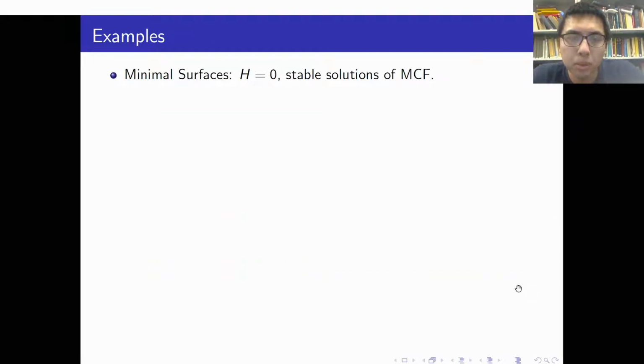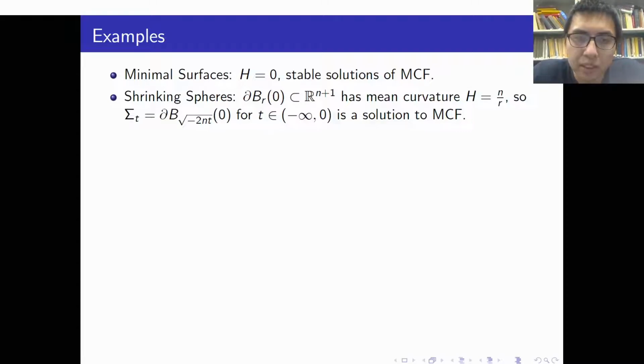Here are some examples. The trivial examples, or the static examples, are the minimal surfaces. They remain the same under the curvature flow. These include, for example, the hyperplanes, the catenoids, the helicoids, and if you're familiar with minimal surfaces, there are also a lot of them. So the first moving examples are the shrinking spheres.